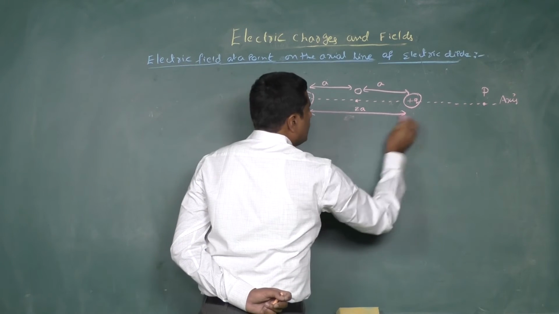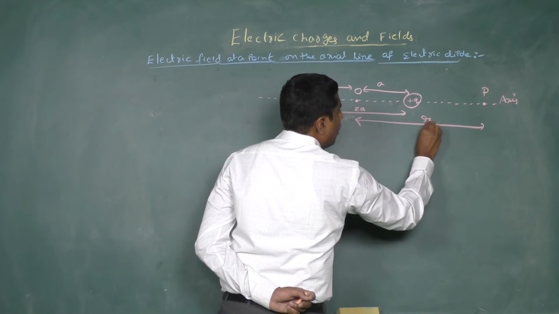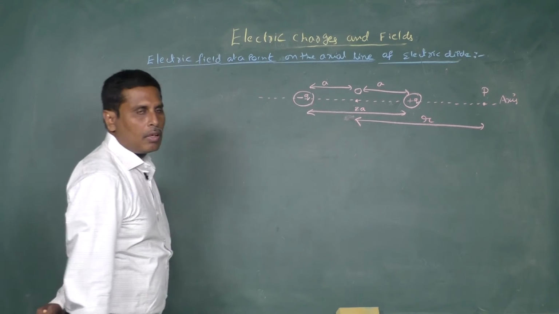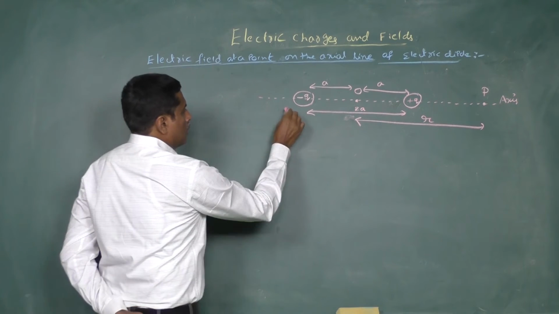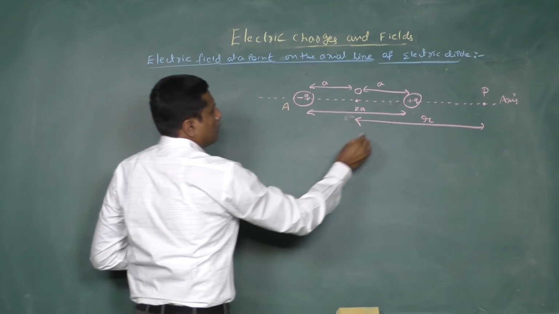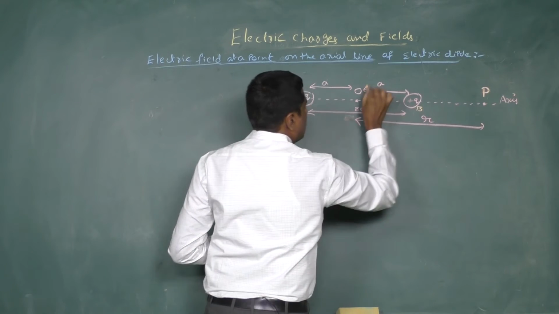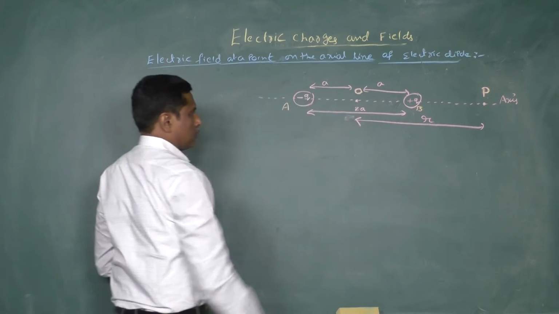The point P is taken at a distance of r. Minus Q is taken as point A, plus Q is taken as B. This is P. This is O.